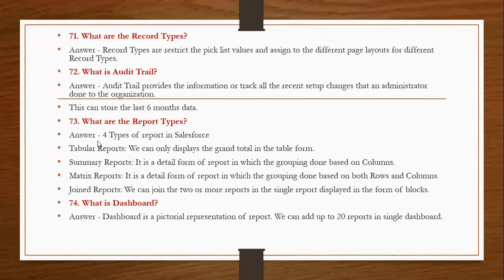What are the report types? There are four types of reports. First, tabular reports, where we can only display fields and a grand total in table form. Summary reports, which are detail reports in which the grouping is done based on columns. Matrix reports, which are detail reports in which the grouping is done based on both rows and columns. Joined reports, where we can join two or more reports in a single report displayed in the form of blocks.